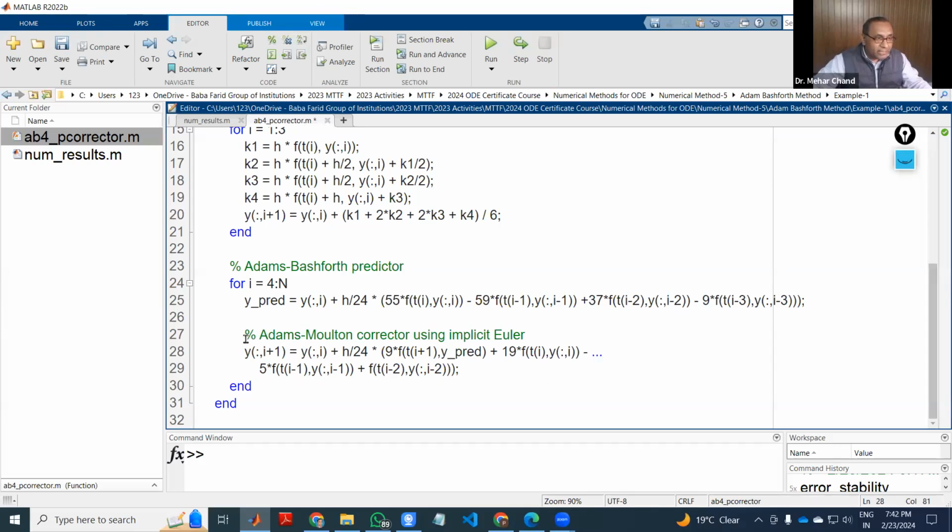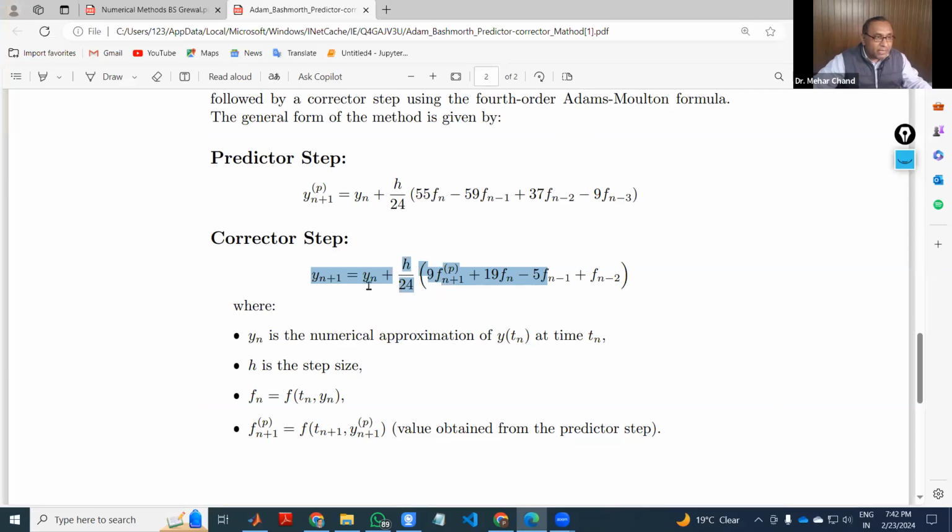And again, this is the second equation, the corrector. Okay, the second equation from the formula. Okay, this one you can easily compare: yn plus h by 24 (9 fn plus 1 plus 19 fn minus 5 fn minus 1 plus fn minus 2). And come back in the MATLAB.